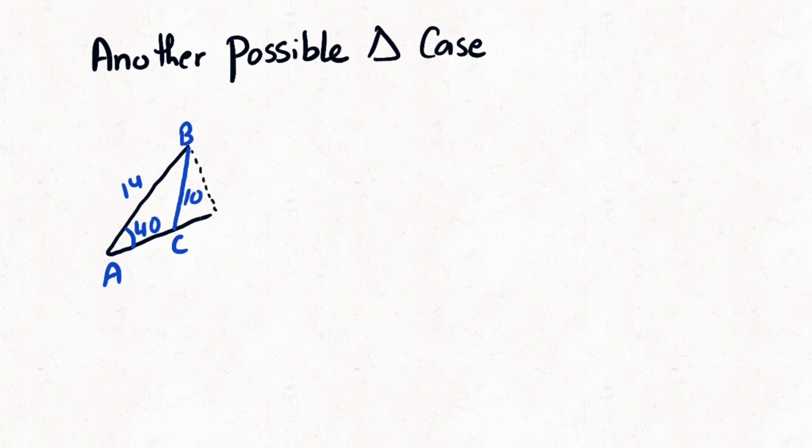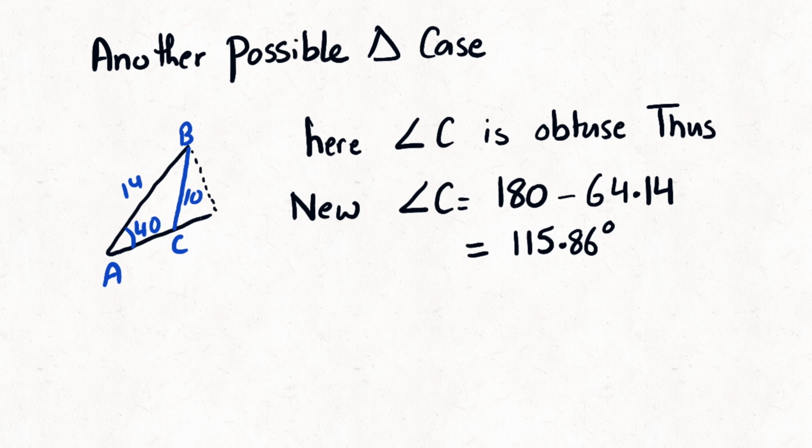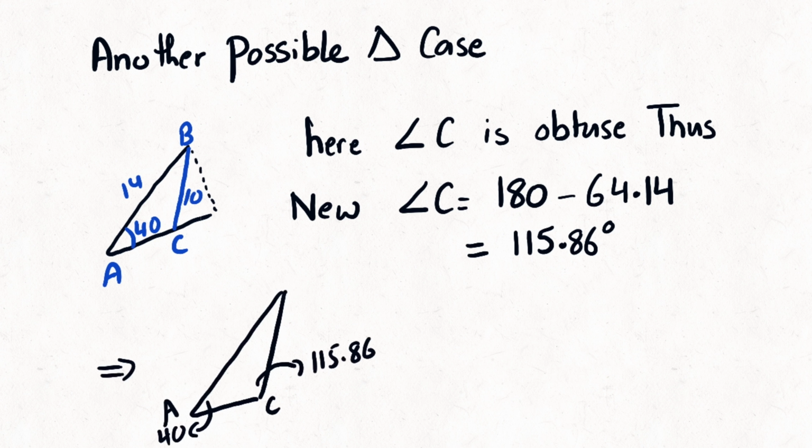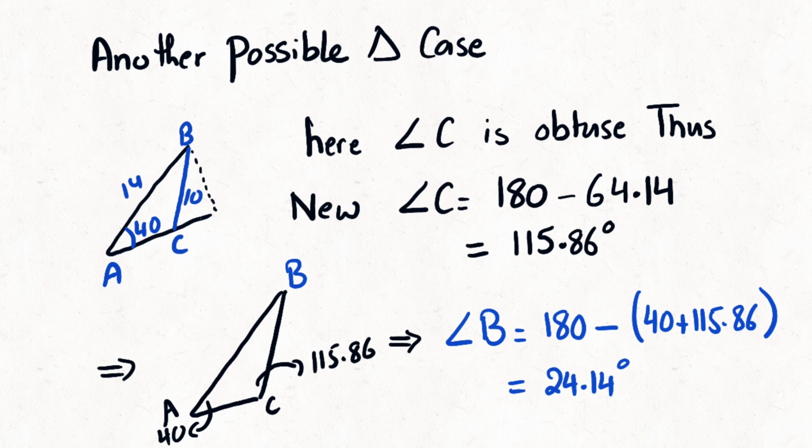Now we will highlight the second possible case of the triangle, and as you can see, it looks like this. You need to notice that angle C in this case is an obtuse angle. Thus, we take the original angle C, 64.14, that was found in the first part, subtract it from 180, and we create a new triangle. In that new triangle, you have angle A, angle B and angle C illustrated as you can see in front of you.